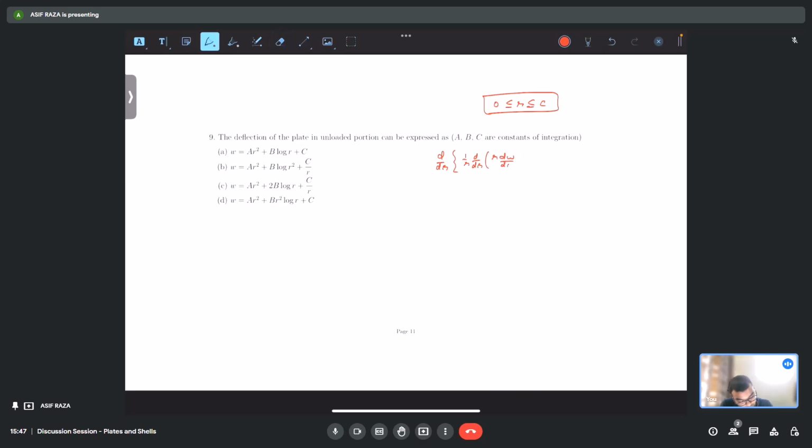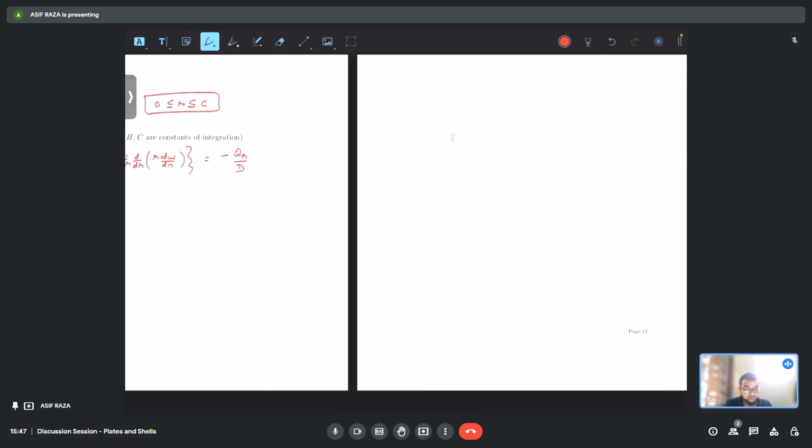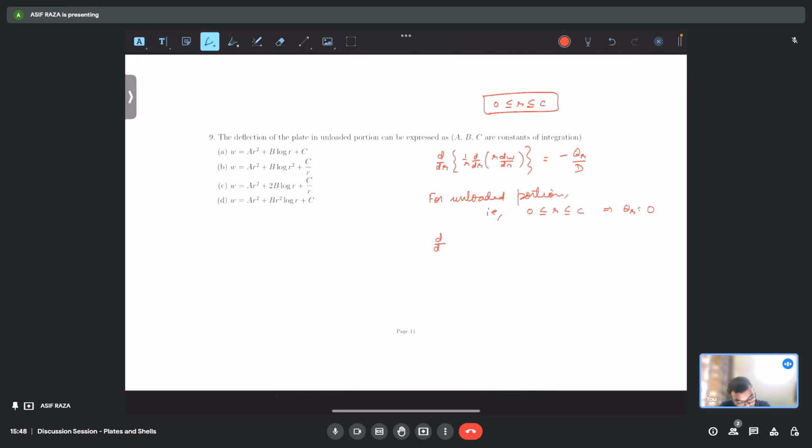dw by dr equals minus qr by d. Okay, so it's confirmed. Now solve this. So for this unloaded portion, that is 0 to c, we have qr equal to 0. So our expression reduces to 1 by r d by dr of r dw by dr equal to 0.